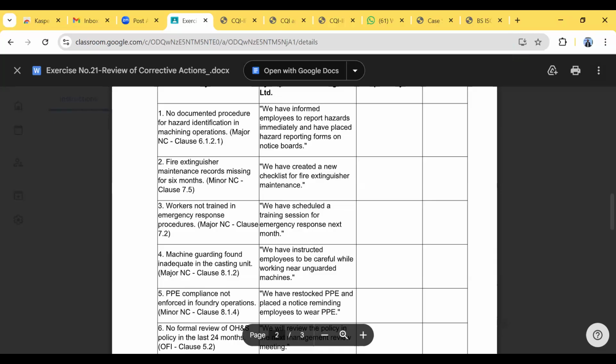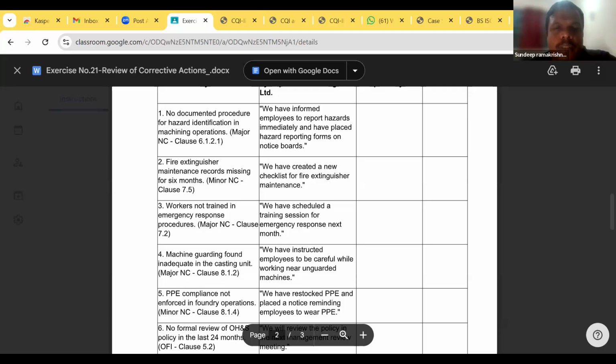I'm saying that training is regarding emergency response procedures. So not only training, the mock drill is also required to gain the knowledge for workers, sir. Correct. So I am rejecting this. Why? Because when the NC is raised, he should take action immediately. He should not postpone to the next month.